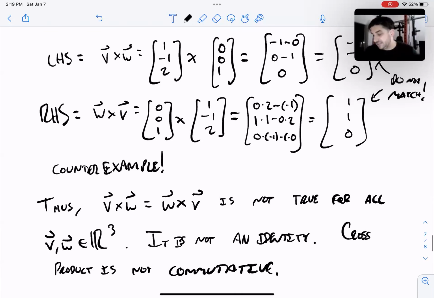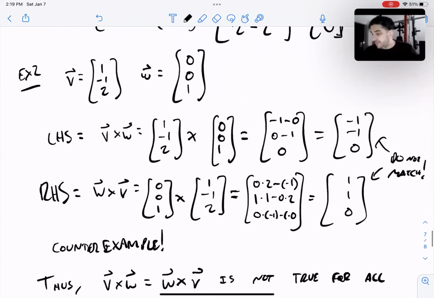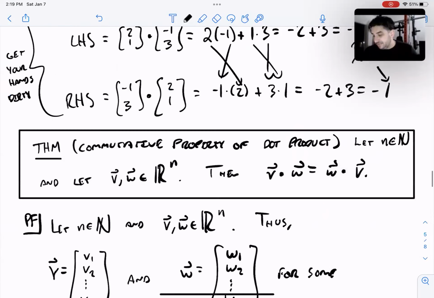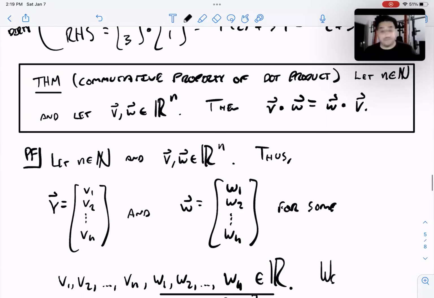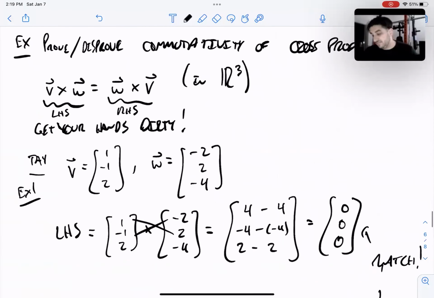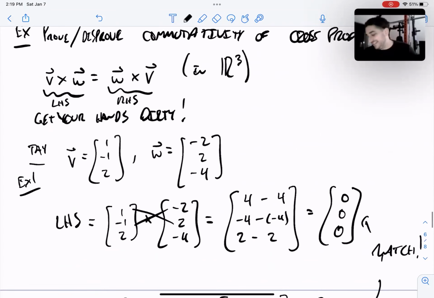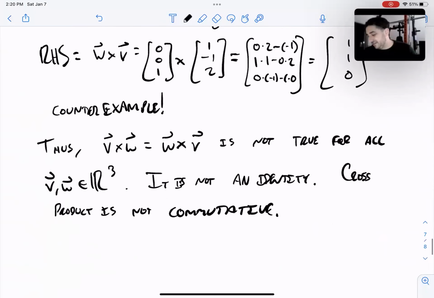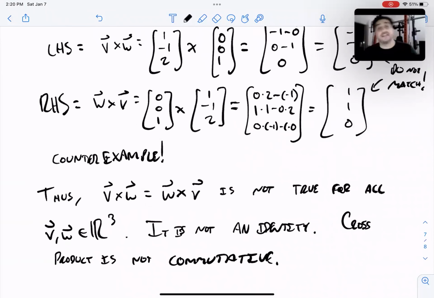So a cross product is not a commutative binary operation, like dot product was, right? Dot product is a commutative binary operation. You can change the inputs and you get the same result. Cross is not a commutative operation. So there's an example of proving something true for dot products, proving that dot products are commutative, and disproving something false, a proposed identity that turns out to not be an identity: that cross product is not commutative. So there's an example of a proof of an identity and a disproof of an identity, right?